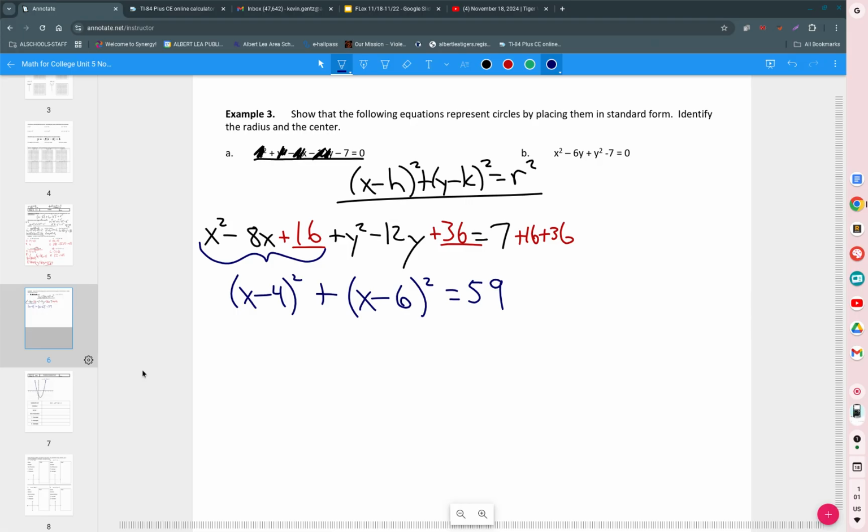Now it's in a form that I can understand. The center is none other than 4, 6. The radius is the square root of 59. And 59 cannot be reduced. We try one more example.